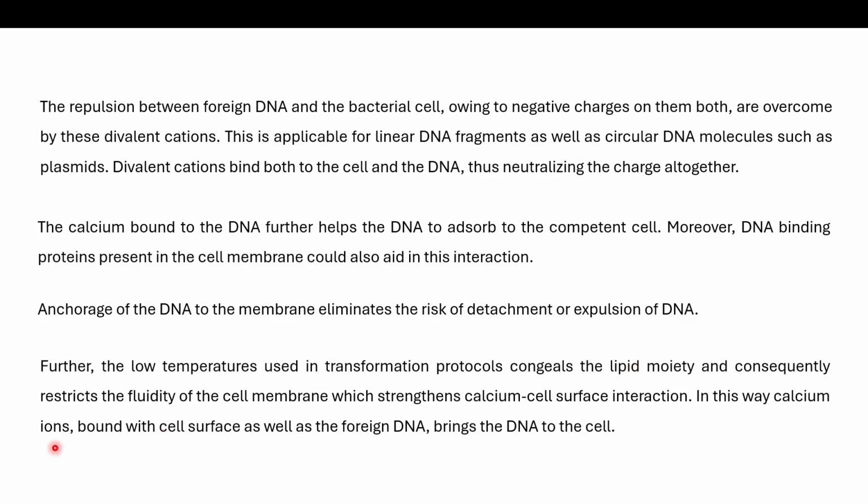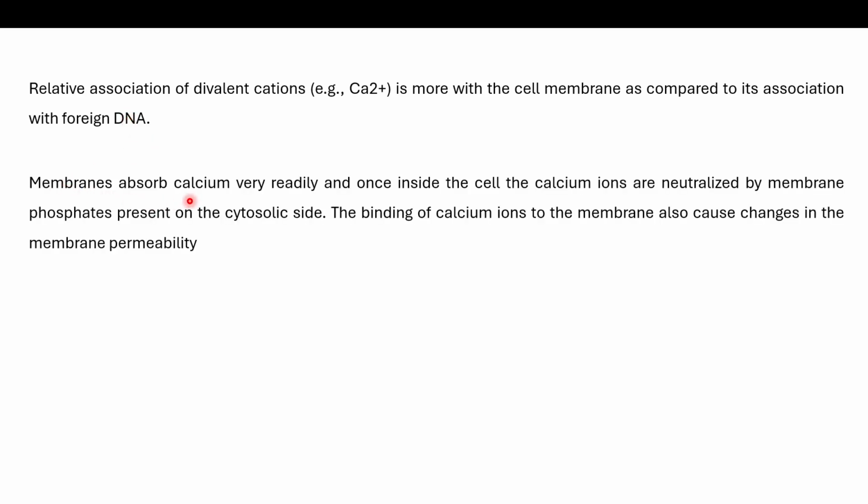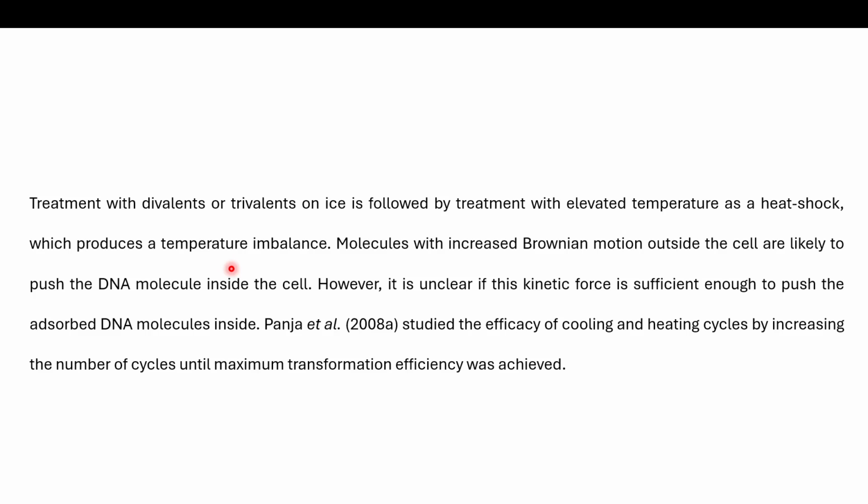In this way, what happens? Calcium ions bound with the cell surface, as well as the foreign DNA, can bring the DNA onto the cell. Now, the relative association of divalent cations is more with the cell membrane as compared to its association with foreign DNA. Membranes absorb calcium very readily, and once the calcium ions get inside the cells, these are neutralized by membrane phosphates present on the cytosolic side of the cell. The binding of calcium ions to the membrane can also cause changes in the membrane permeability.